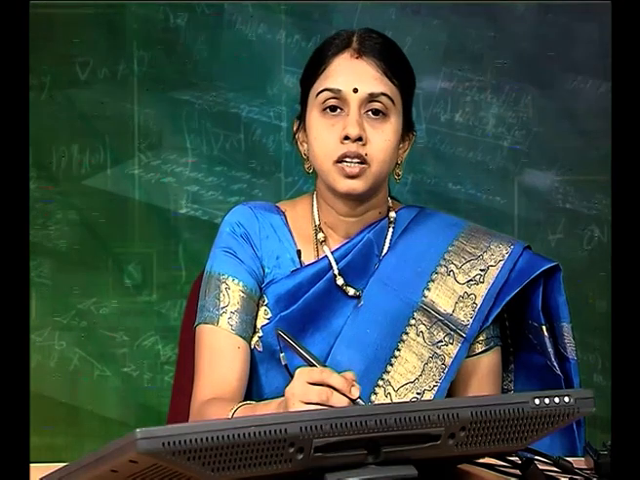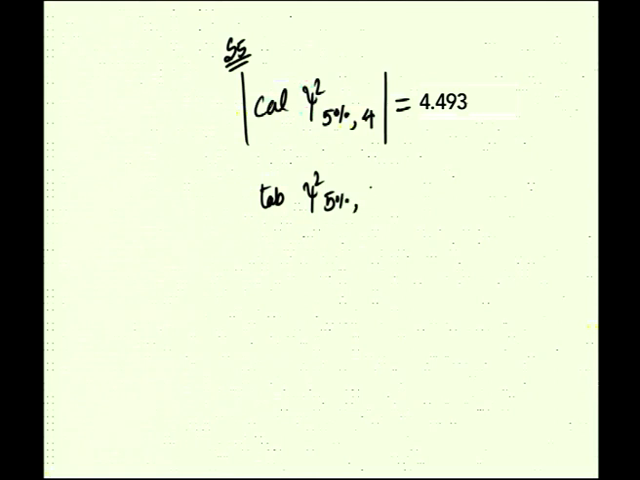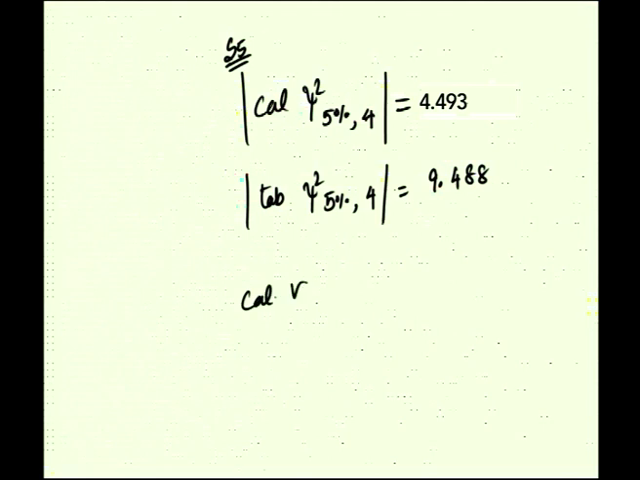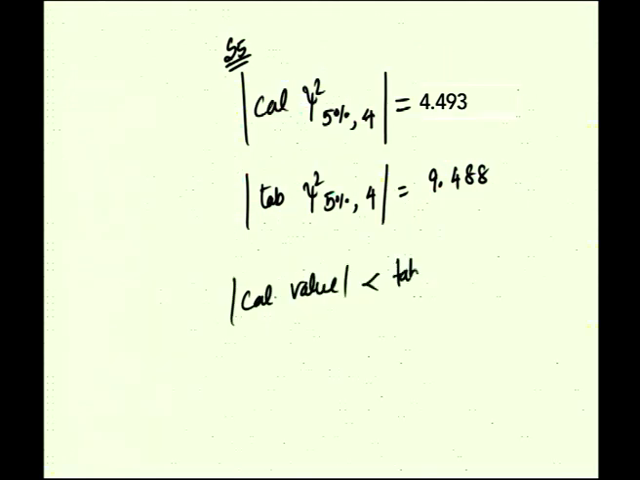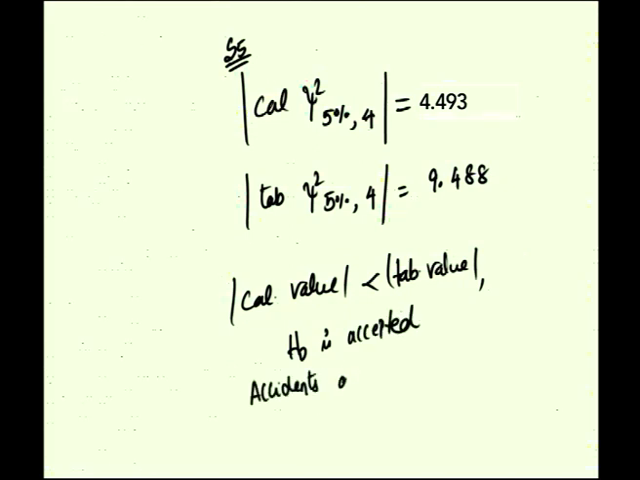Okay. After the calculation of chi-square, now we have come to the comparison part, where calculated chi-square at 5% level of significance, 4 degrees of freedom is just calculated as 4.493, and then tabulated chi-square at 5%, 4 degrees of freedom is equal to 9.488, which is from the tables, and then since a calculated value is less than tabulated value, H naught is accepted.